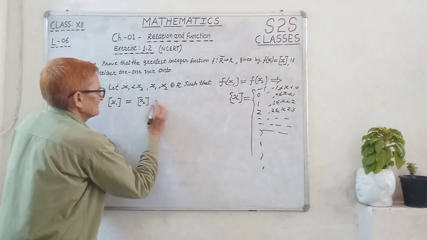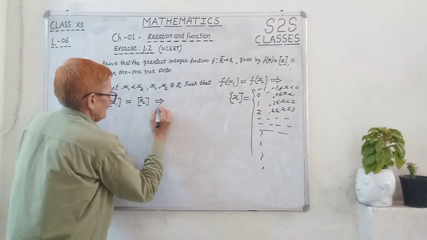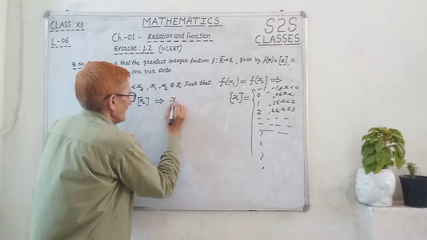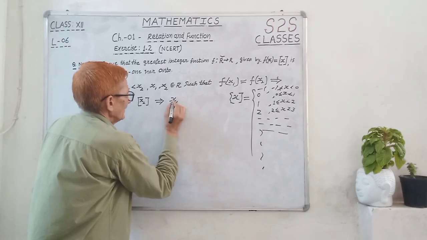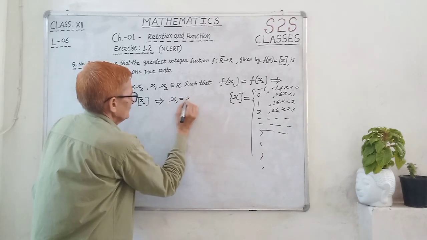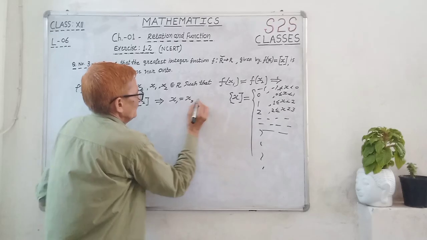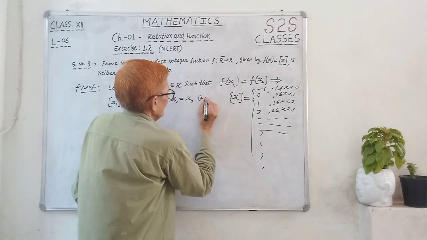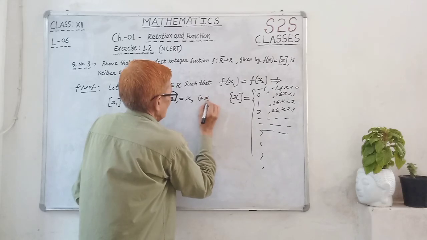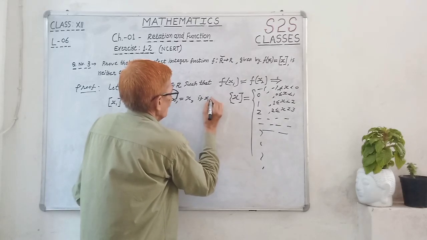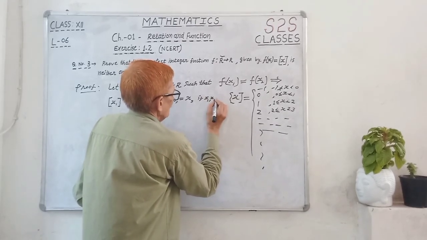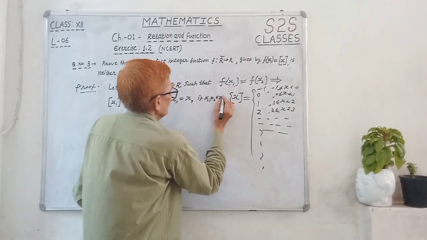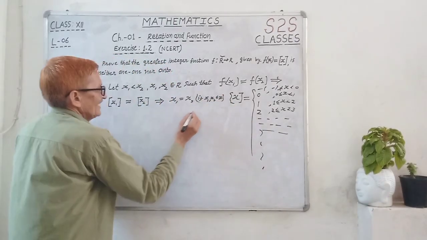So this implies, solving this, as the values are integers, x1 is equal to x2. First case: if x1, x2 belong to Z, the integers.